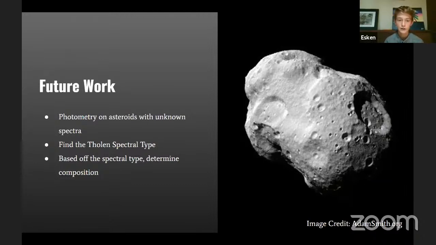So to continue this project, we want to continue to do more photometry on asteroids, but we want to focus more on asteroids with unknown spectrums. And since doing this project, we already proved that our method of finding the spectrum of asteroids works and it's pretty accurate. So we want to go a step further now and find the composition of asteroids using the Tholen spectral types. The Tholen spectral types are basically just different classes of asteroids. And using these, we can determine if an asteroid is more stony or more metallic, and determine the composition of it with more accuracy. So that's what we want to continue to move forward with doing. Next slide, please.